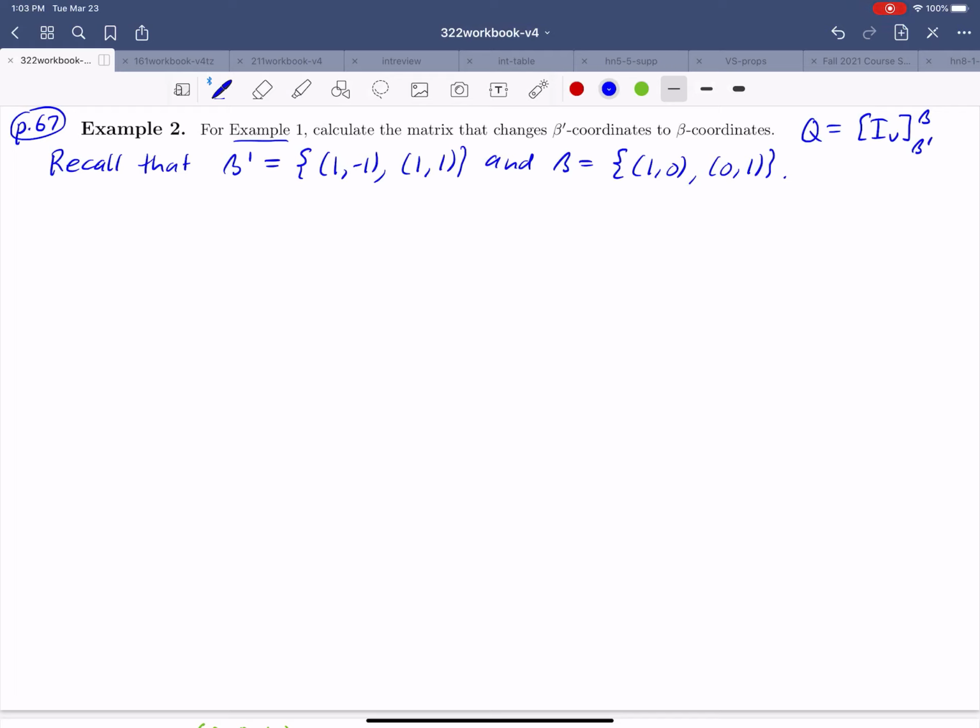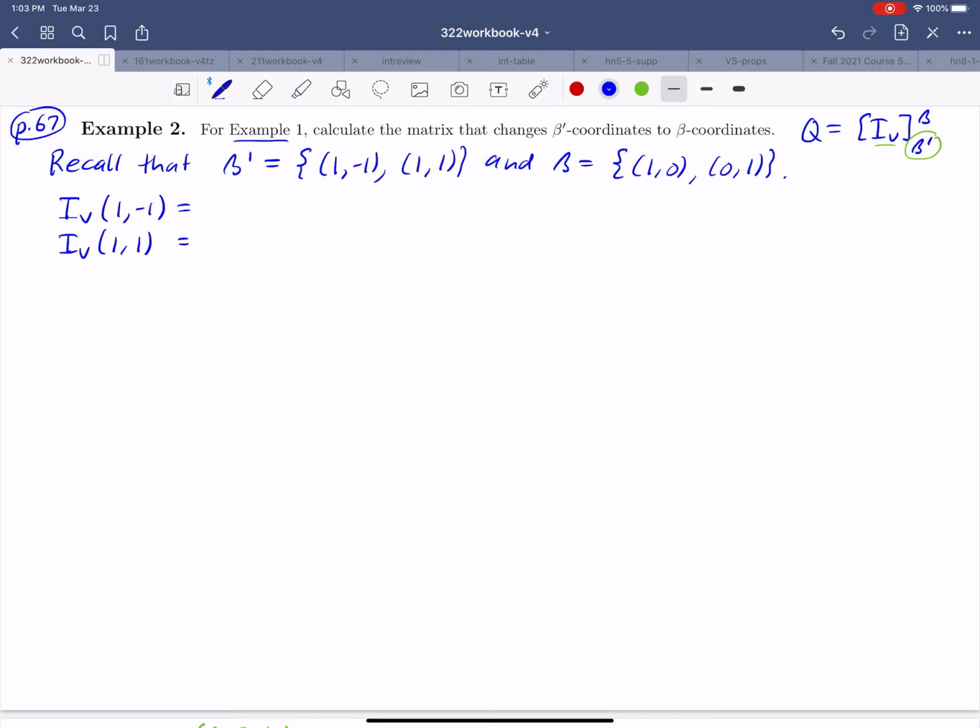Now to calculate this matrix, we need to think back to how we defined the matrix of a linear transformation. The idea was we wanted to start with this basis, beta prime, and substitute it into our transformation, which in this case is the identity transformation. So we will take the identity transformation, substitute the first beta prime vector in, and do the same with the second.